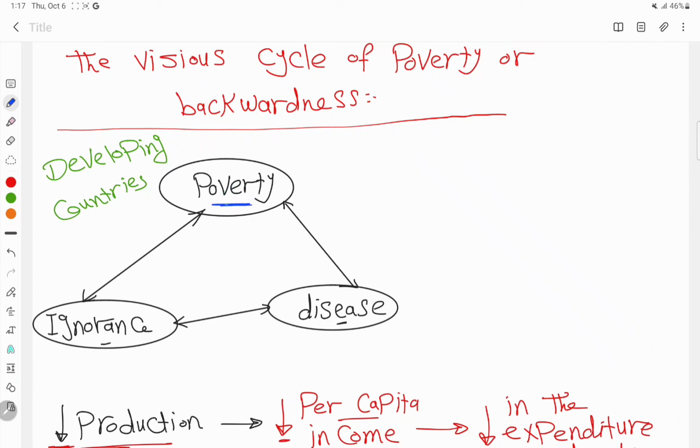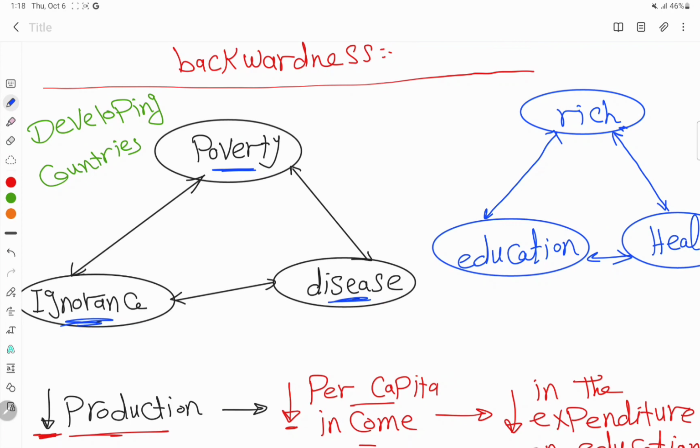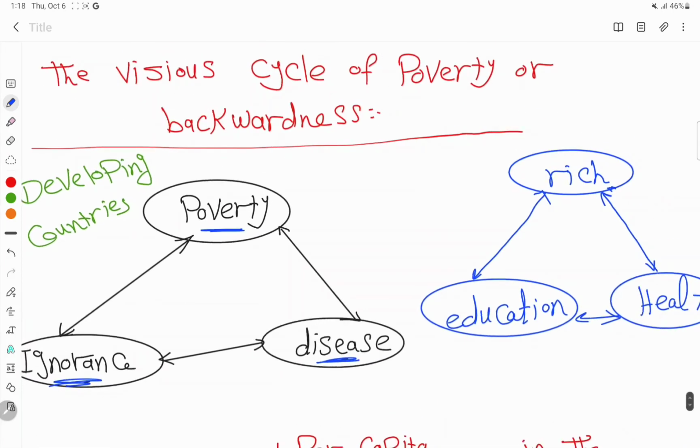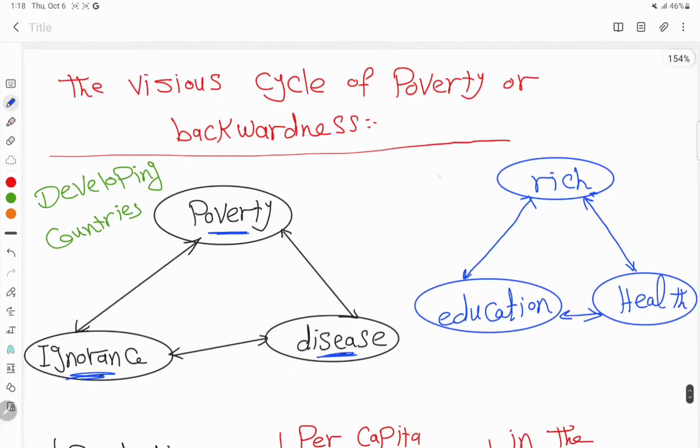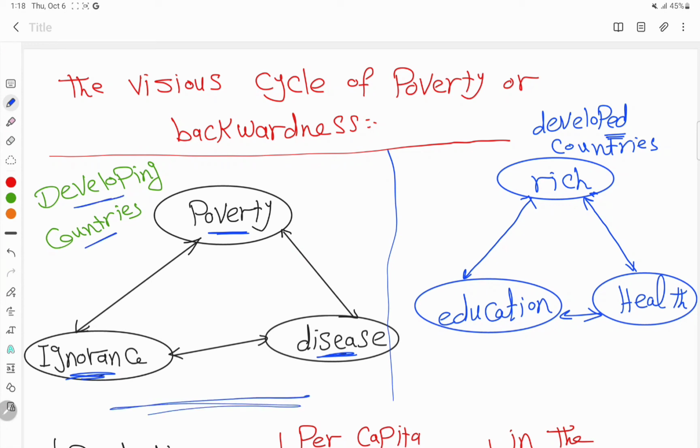What's the opposite of poverty? The opposite of poverty is rich. And the opposite of ignorance is education. The opposite of disease is health. So this cycle is in developed countries. And the vicious cycle is in developing countries.